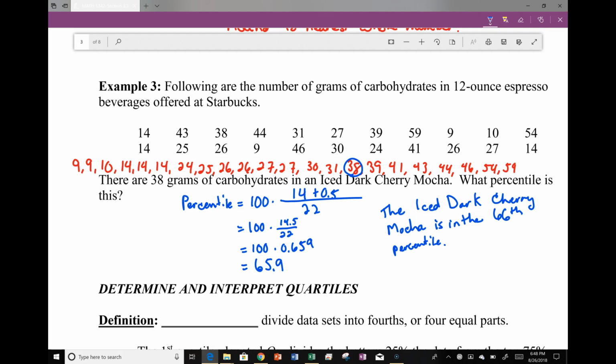Go ahead and practice calculating percentile, finding the percentile, finding the position, and let me know if you have any questions.